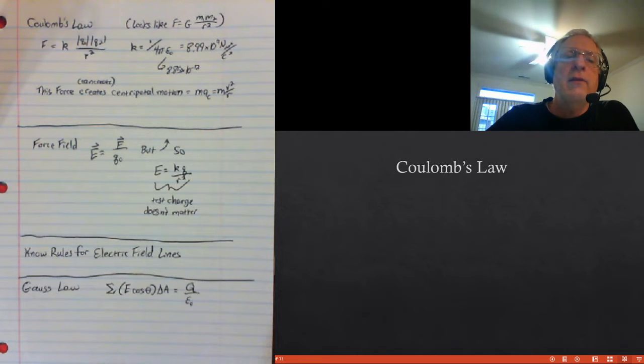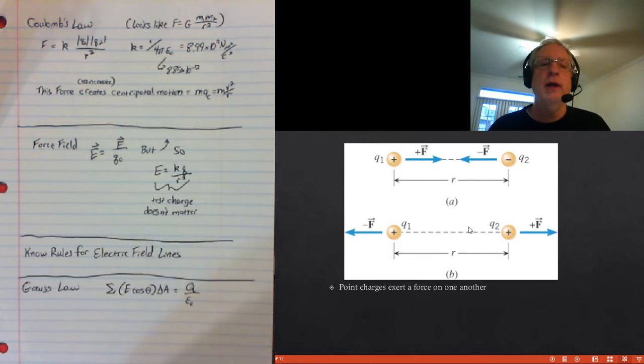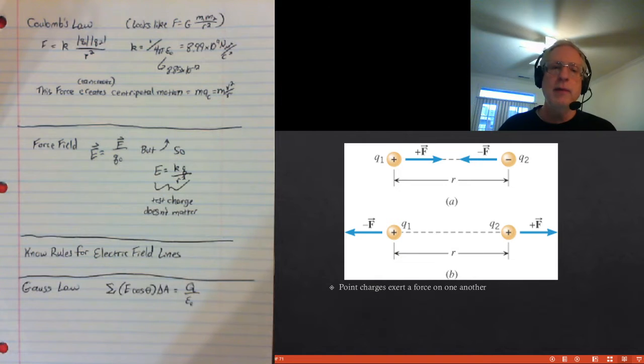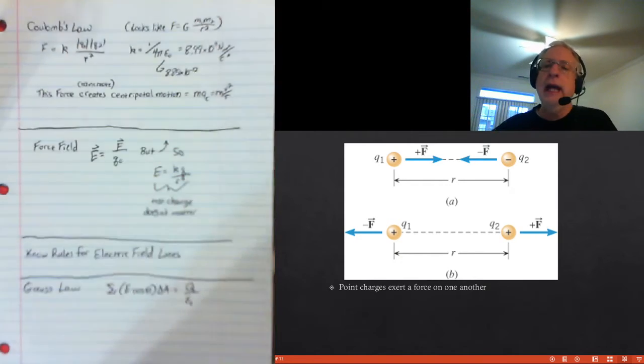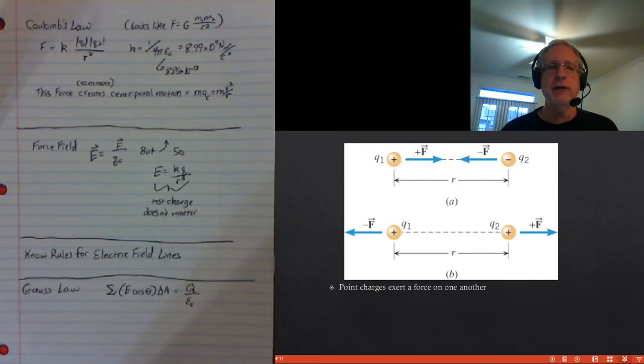This is a very important law because, as I told you, it's both an electric field and a force field. This law relates how much force you get per charge. Point charges exert a force on one another. Negative repels negative, positive repels positive, and positive and negative attract. We're dealing with absolute value notation, and you have to use concepts to figure out whether it's an attraction or repulsion. If they're opposite charges, they attract. If they're the same charge, they repel.